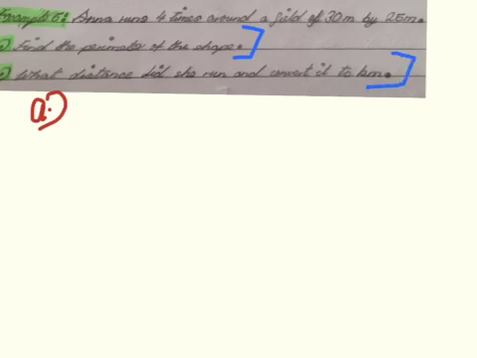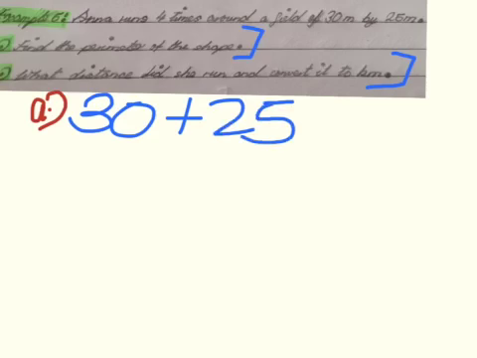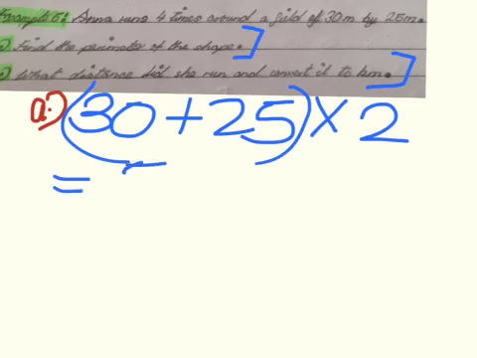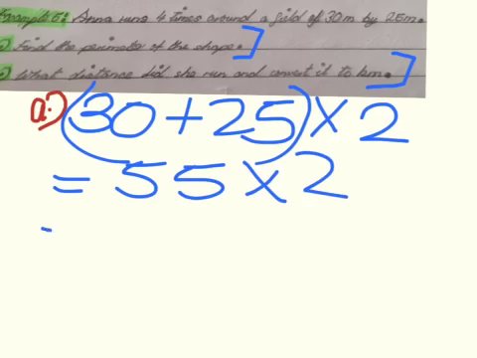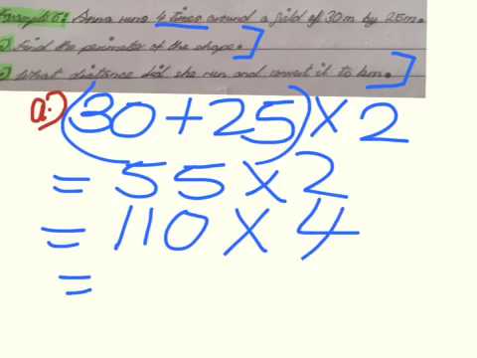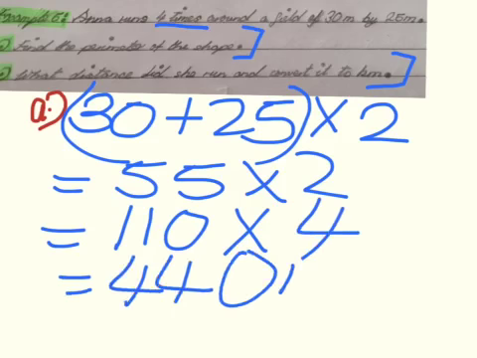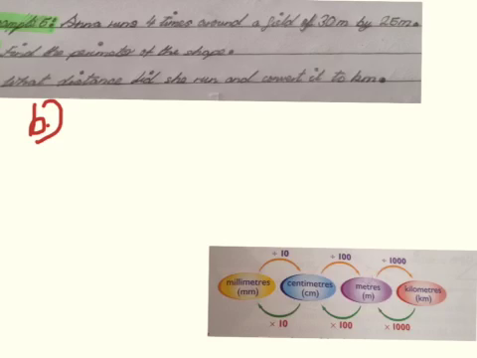So Anna runs 4 times around the field. First we need to find the perimeter. It is 30 plus 25, times 2. So we need to put this like this. 55 times 2 gives us the answer of 110. However, it says times it by 4. So it is 440 meters.